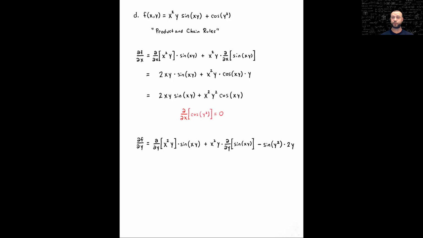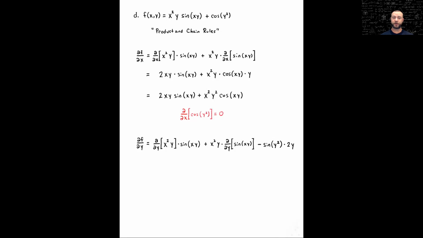We're going to apply the chain rule for that. So for the last term, cosine of y squared, we differentiate the outer function cosine. That turns to negative sine. Keep the inside the same, y squared, and then multiply by the y partial derivative of the inside. Y squared would partially differentiate to 2y.